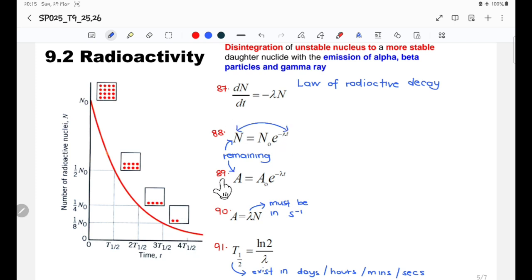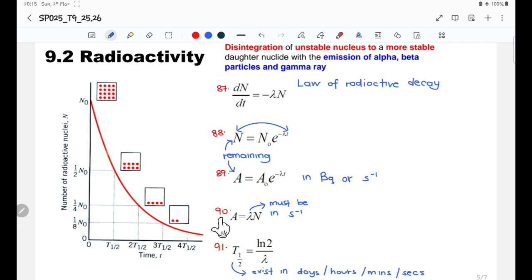And for equation 89, which is almost similar to equation 88, we have A equals to A naught exponent negative lambda t. So A is what we call activity. A is simply the activity after the decay process, and A naught is the initial activity. The unit for activity is becquerel, or the SI unit is per second. Usually we'll use becquerel, but there is also another unit for activity which is called curie.